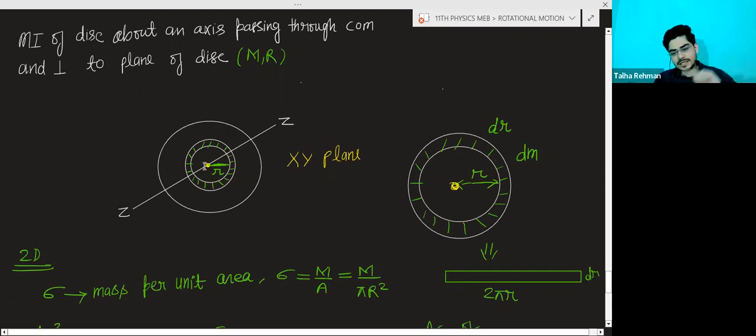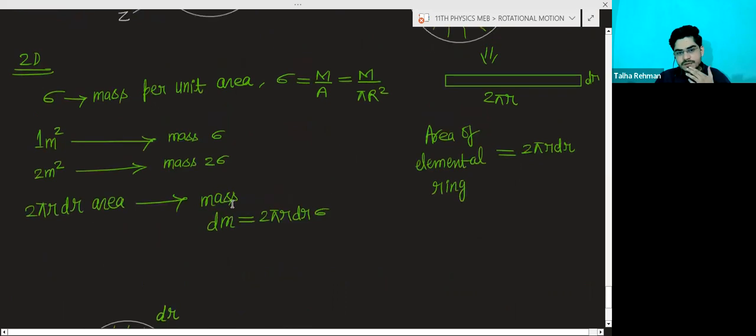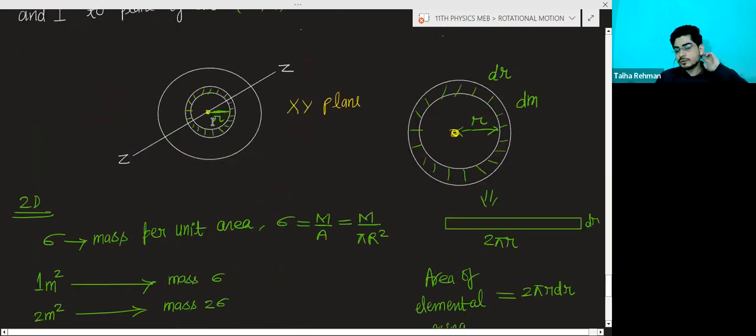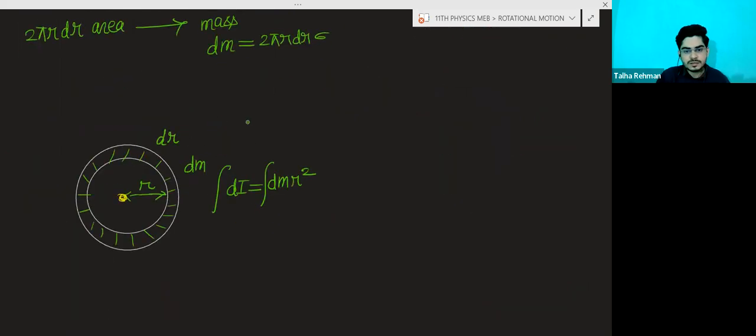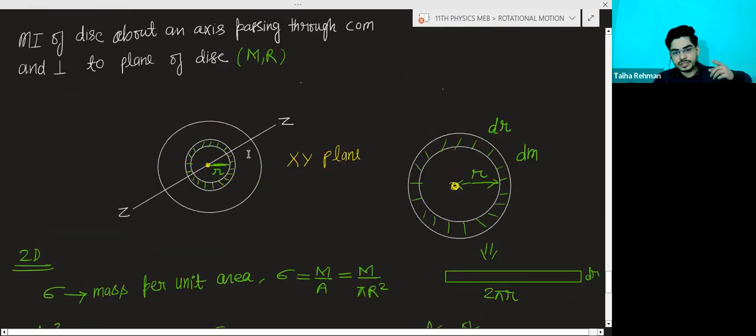So for that purpose, there is a tool: integration. So we will do integration, and from where to where you will put the limit? From 0, because the smallest ring will be here and the largest ring will be here. So this r is varying from 0 to capital R. So you will put the limit 0 to capital R. So the integration of dI will be the total moment of inertia of this disk.